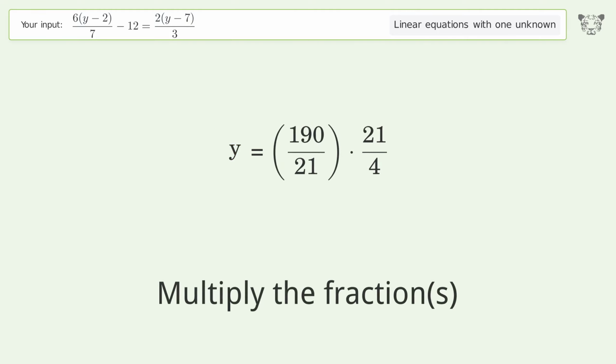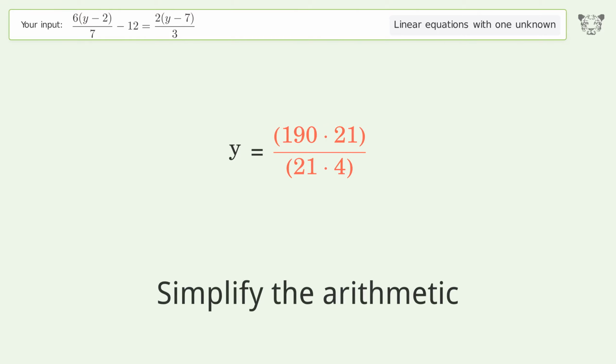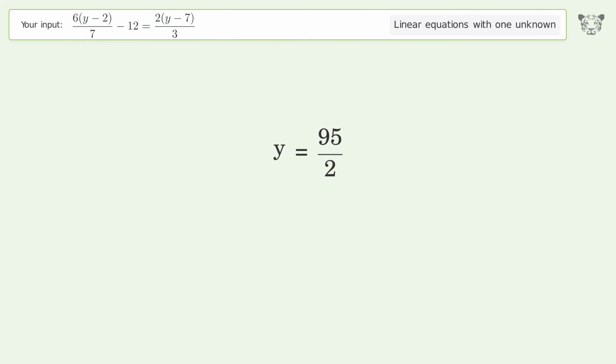Multiply the fractions. Simplify the arithmetic. And so the final result is y equals 95/2.